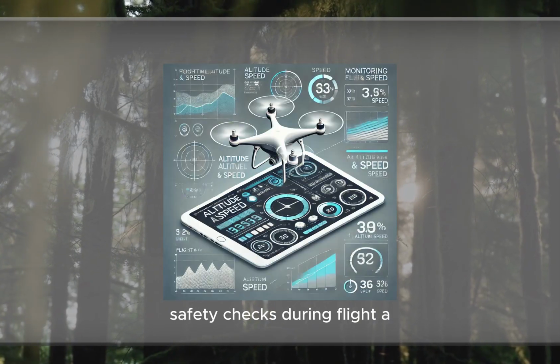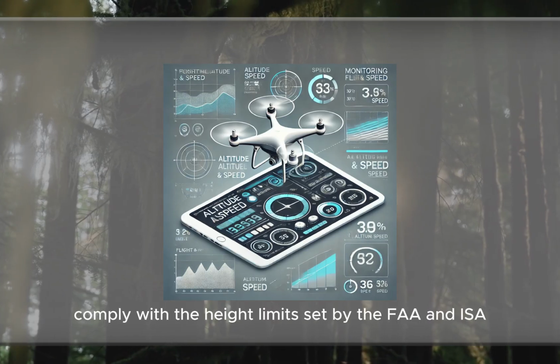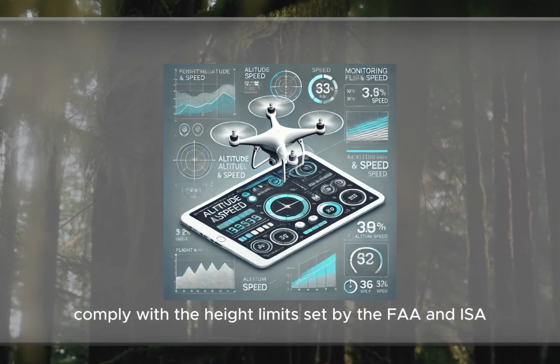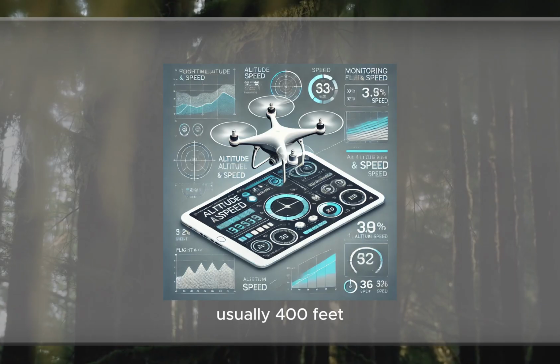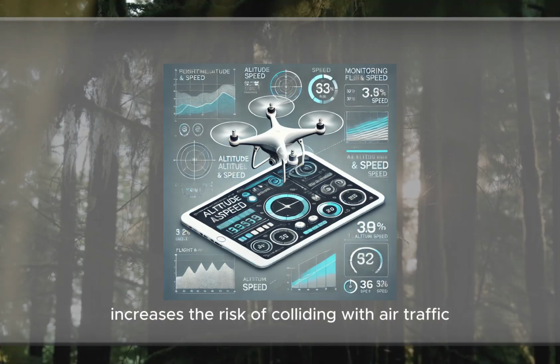Safety checks during flight. A. Monitoring flight height and speed. Height limits: comply with the height limits set by the FAA and EASA, usually 400 feet. Exceeding height increases the risk of colliding with air traffic.